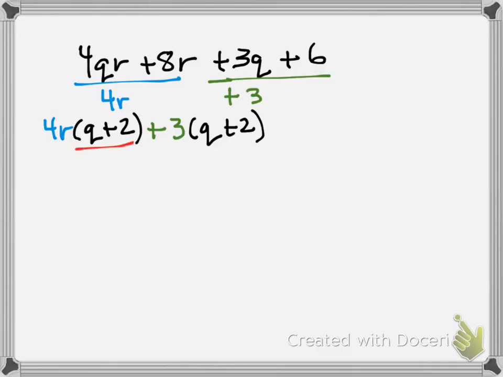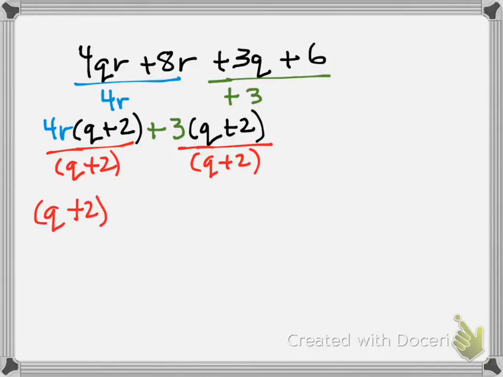Q plus 2, Q plus 2. Magic. Okay? So what we can do now is pull out that common factor. So we're going to pull out the Q plus 2. So we have Q plus 2. And what do you think happens over here?